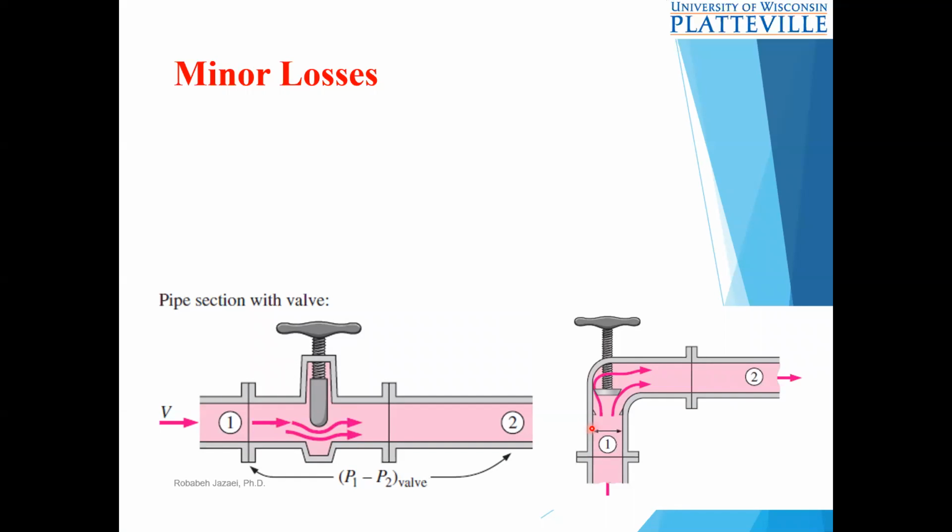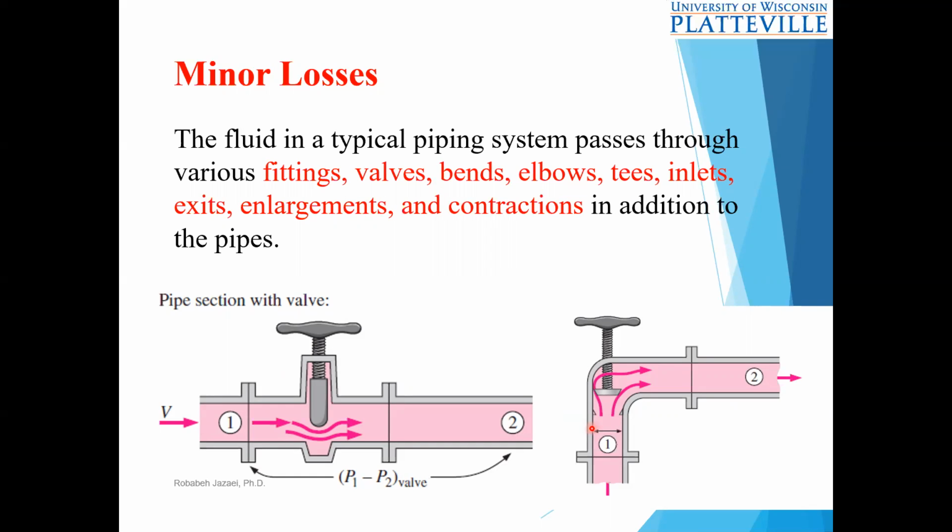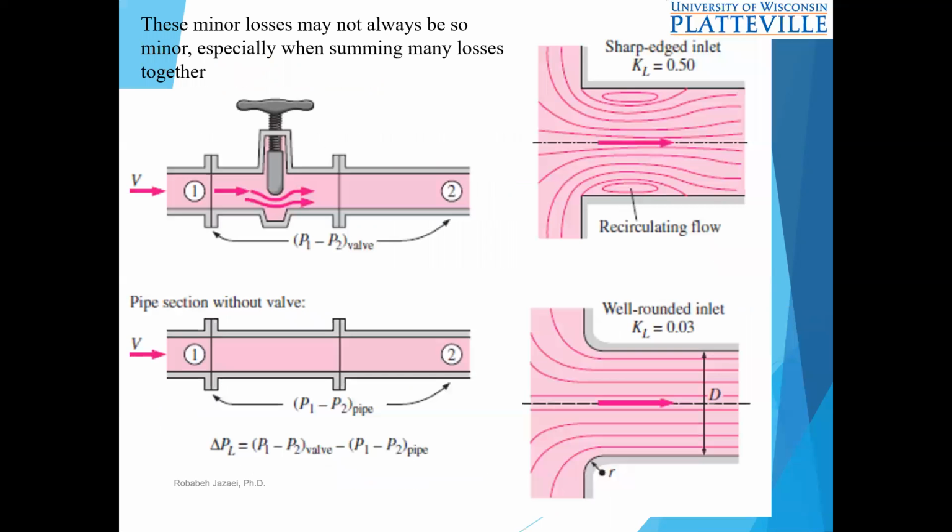So let's see what the main reason for minor loss is. Anytime we have a piping system, because of fittings, valves, bends, elbows, tees, inlets, exits, enlargements, and contractions, all of them cause some losses that we mainly call minor losses. All right, let's see how to generally find out what the minor losses are.